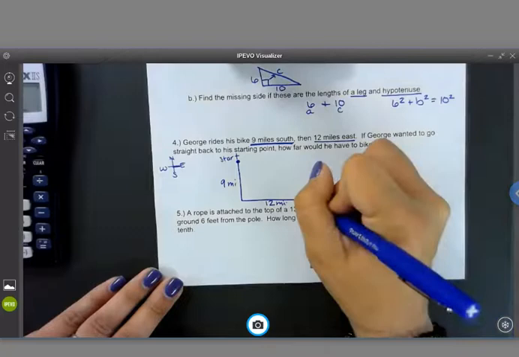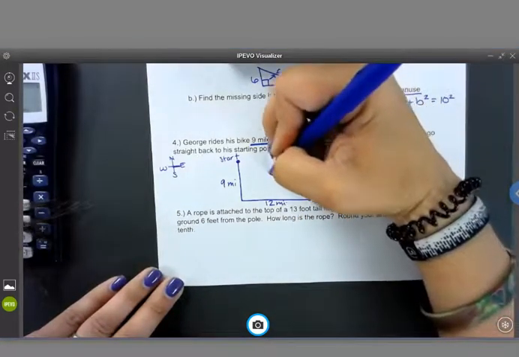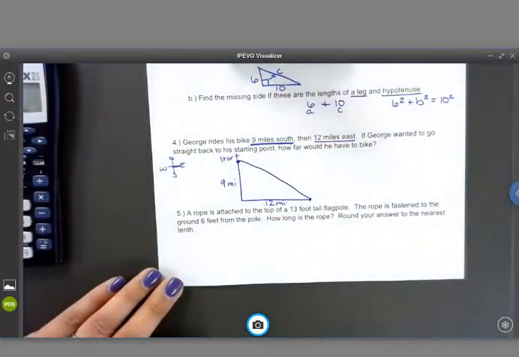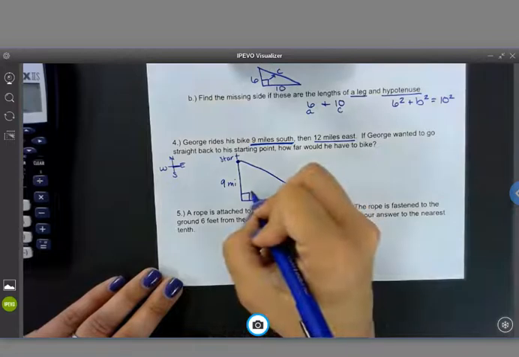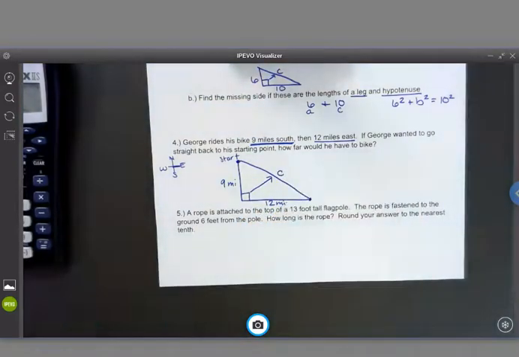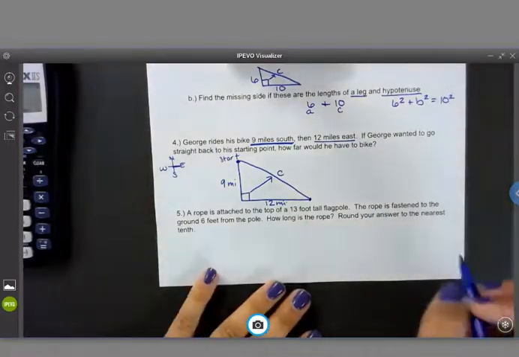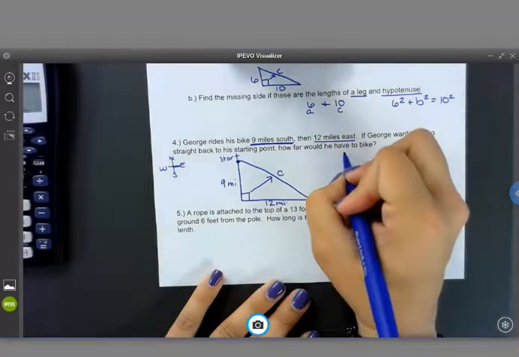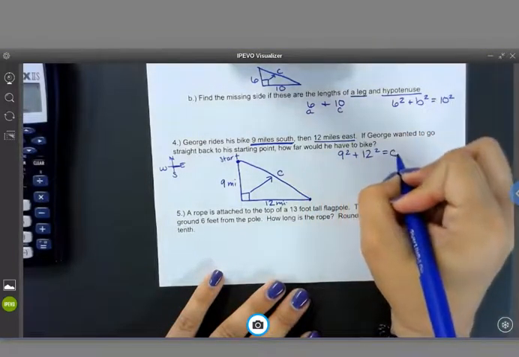He wants to go from that point straight back, so straight line, back to the starting point, and they want to know how far will that be. So that forms our right angle, so that means the distance back to the starting point would be our hypotenuse. And 9 and 12 are our legs.